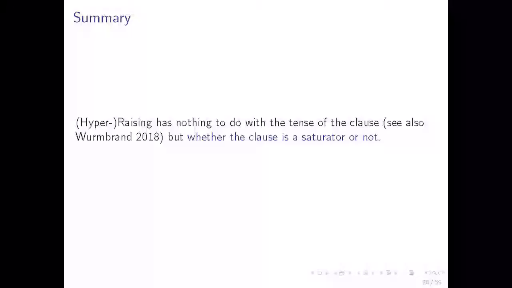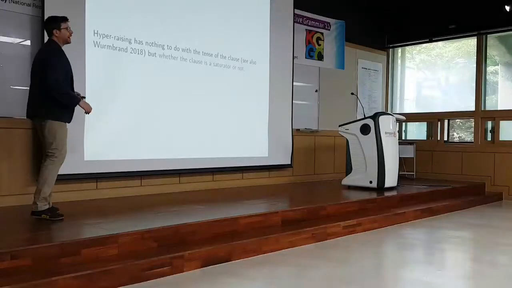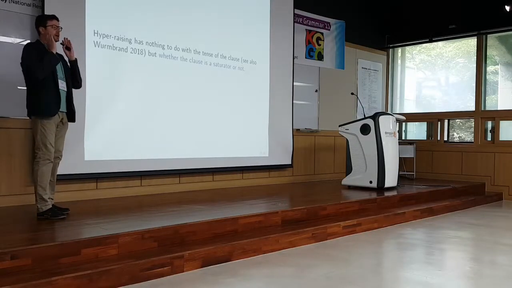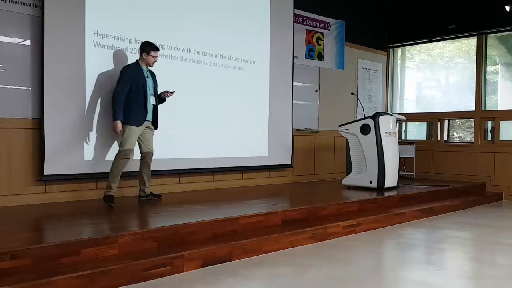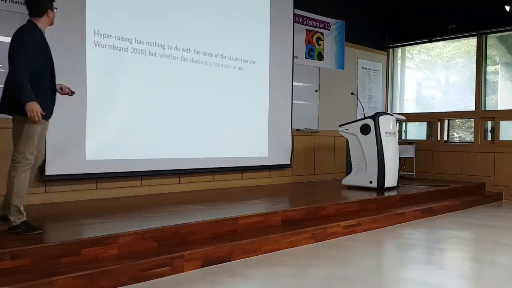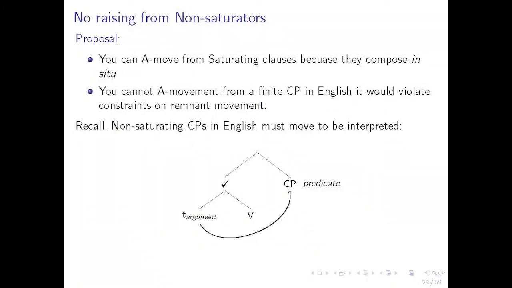Okay. So here will be the idea, hyperraising, or even ECM in English, has nothing to do with tense, has nothing to do with case, has nothing to do with the defectiveness of the left periphery. Well, I shouldn't say has nothing. Those are not sufficient and necessary conditions. One condition is whether the clause is a saturator or not. Okay. So how are we going to cash this out?